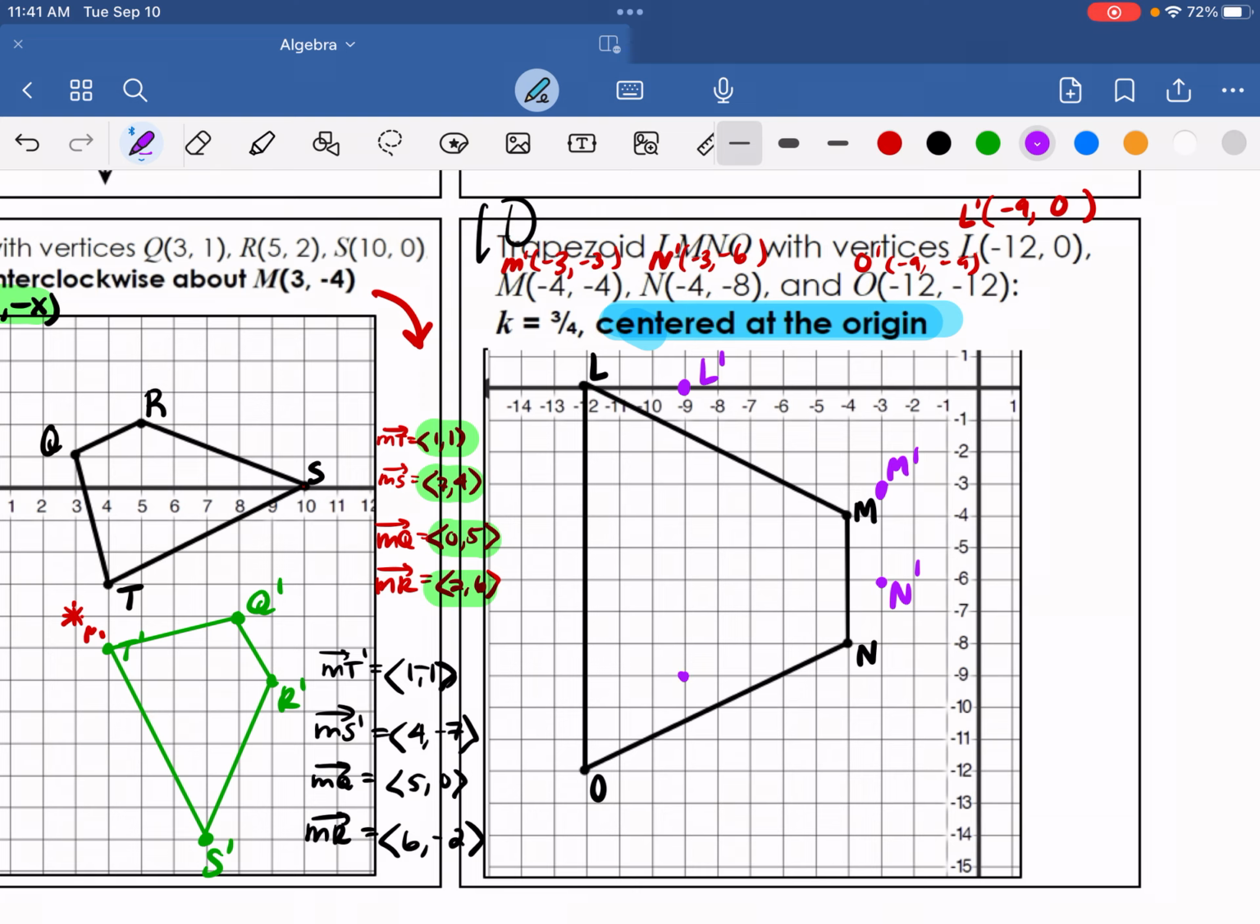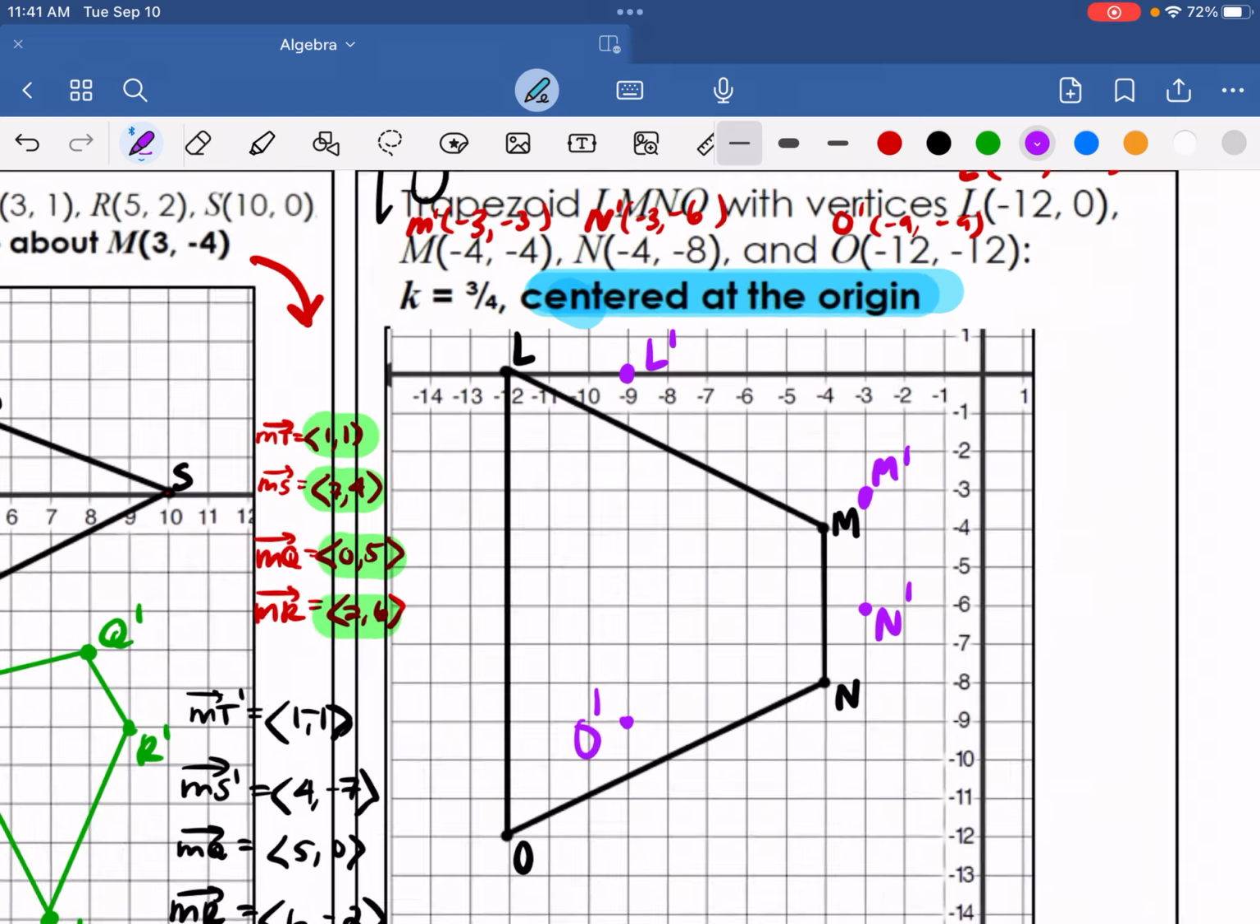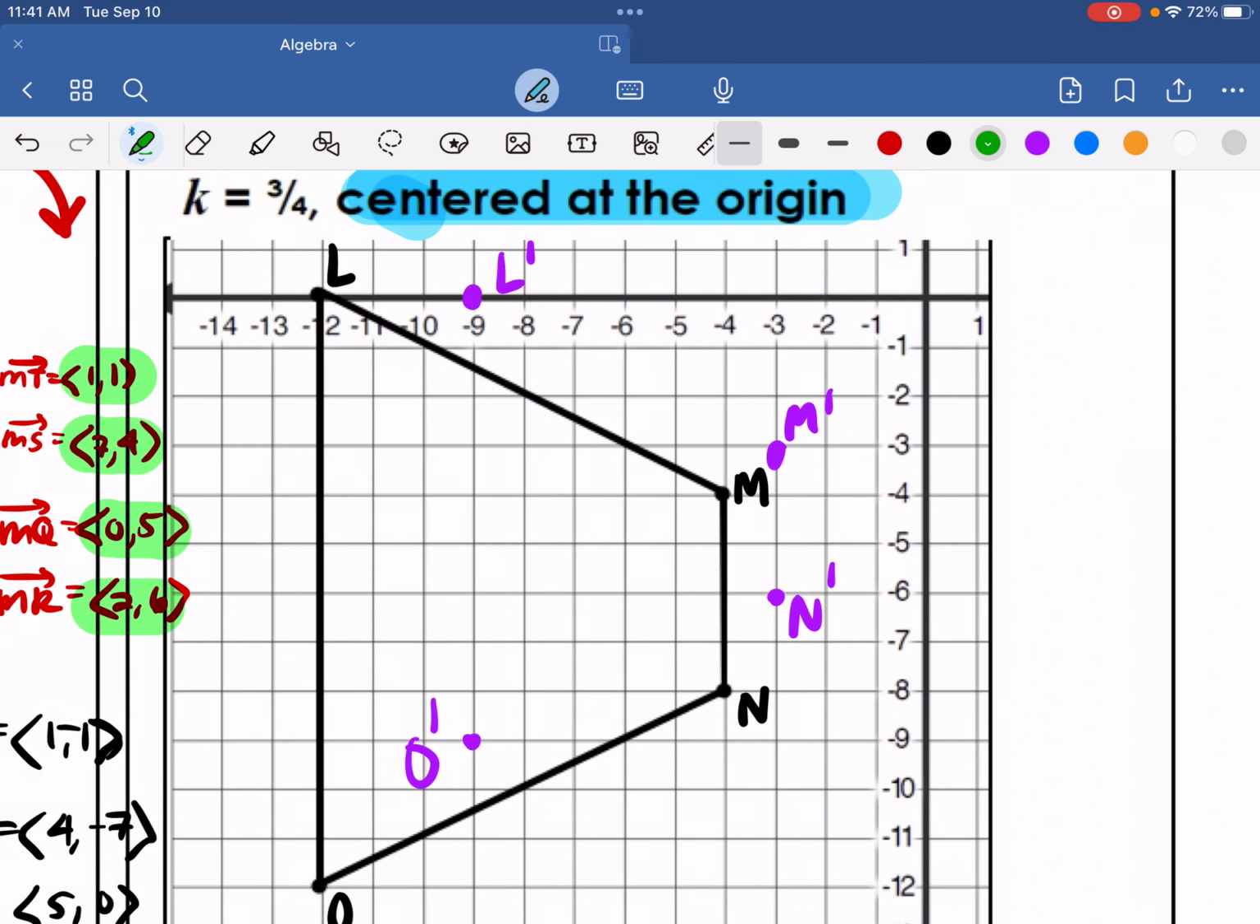Hopefully you guys are kind of seeing that what's happening here is they're making vectors from the origin because it is growing from the origin. So from the origin to L, it was really long, and now it shrunk back. This vector is shrinking back to 3/4. So if you took the original vector and you cut it into 4 slices, now it's only using 3 of them. That's why L moved back, it got shorter. Now for O, it was this long, now it got pulled back 3/4.